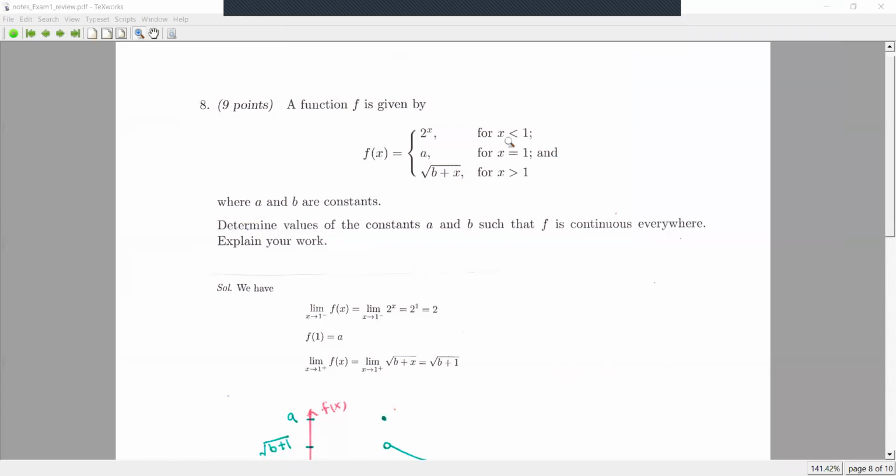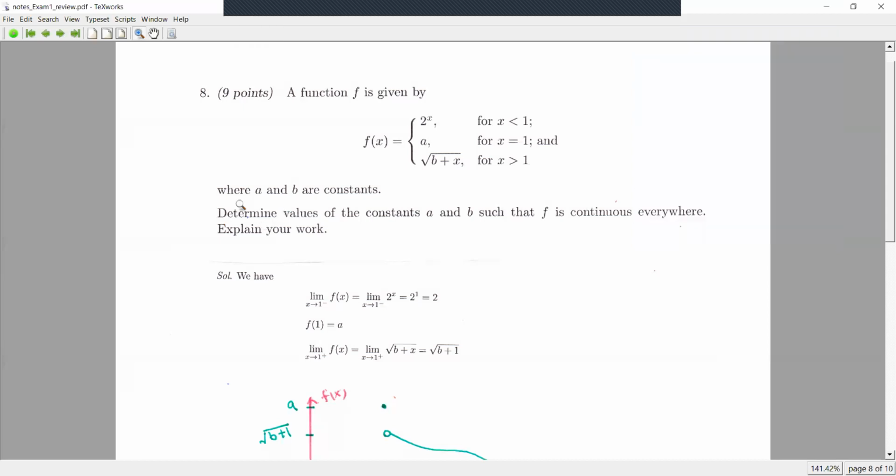When x is less than 1, the function is 2x. This function is continuous everywhere. When x is greater than 1, the function is the square root of b plus x. This function is also continuous everywhere. So to make the function f continuous everywhere, we just need to focus on the point x is 1. If we can choose a and b so that the function f is continuous at the point 1, then the function is continuous everywhere.